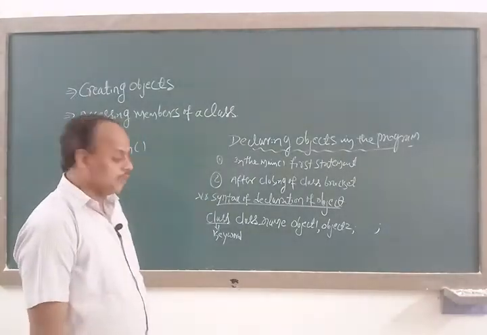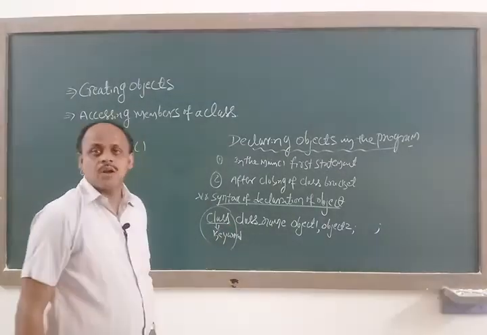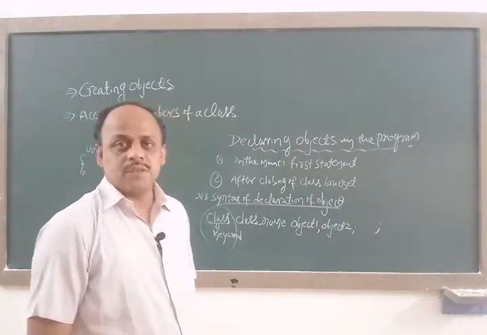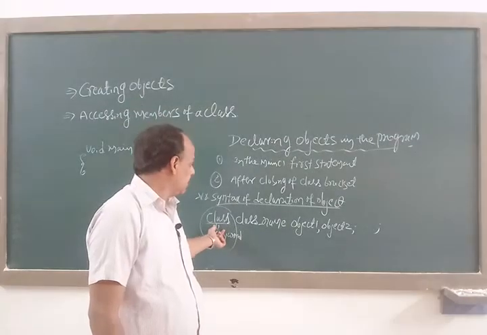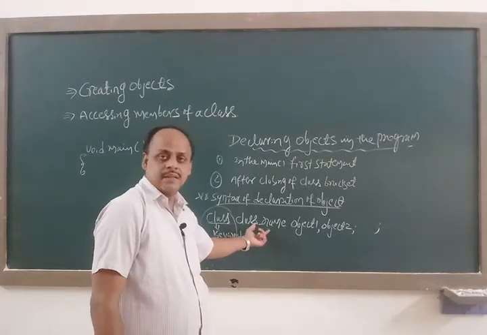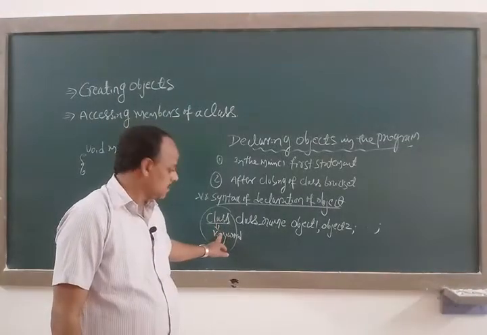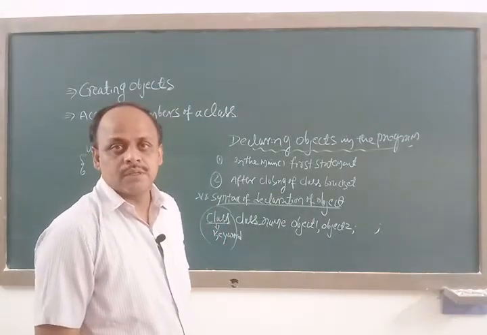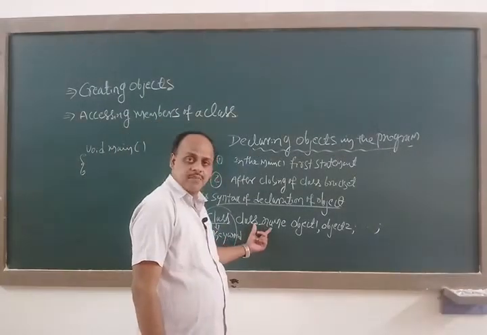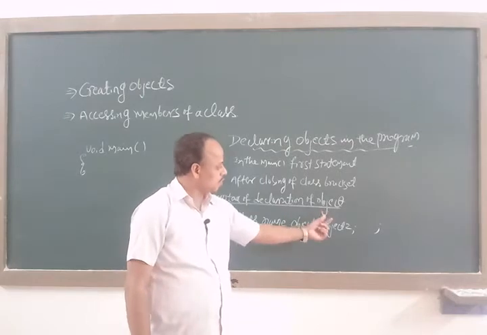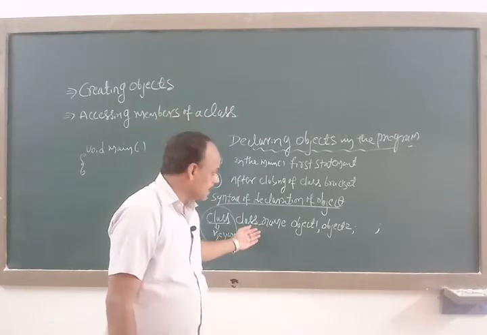Right? And one more thing, this keyword class is optional. Without writing this keyword class, suppose we start the declaration of the object from here, then also there is no problem, right? This class is optional. You may write it or may not. What is the syntax? Class name, space, object 1, object 2, and so on, object n, ending with a semicolon. So this is the declaration of an object.